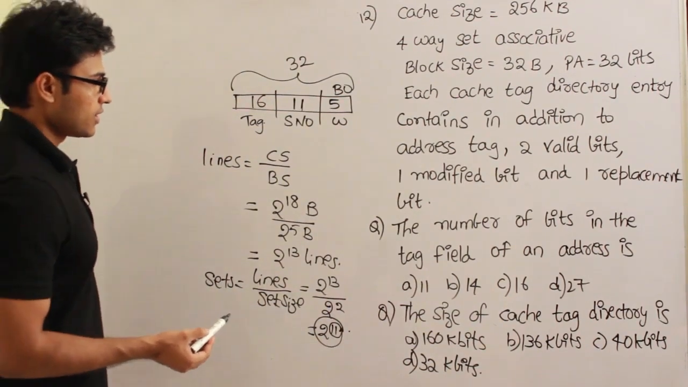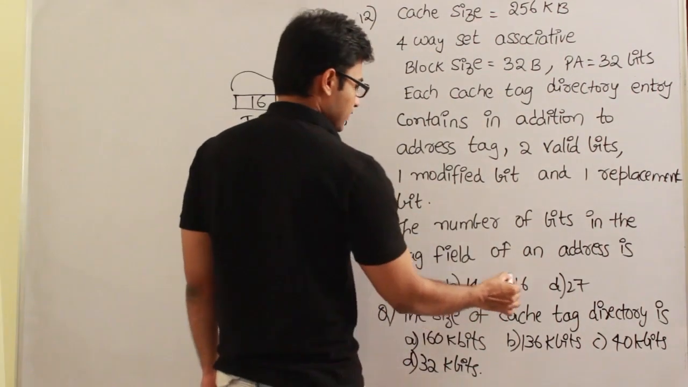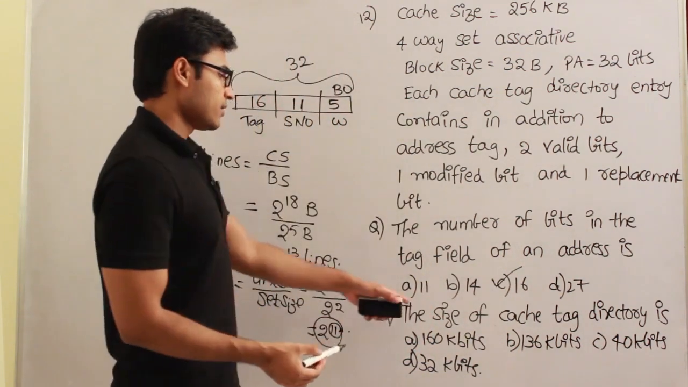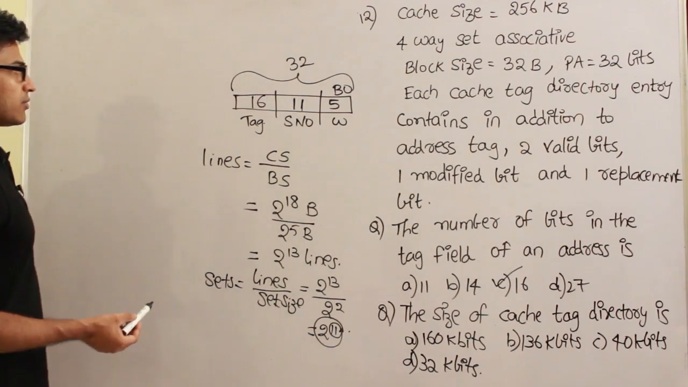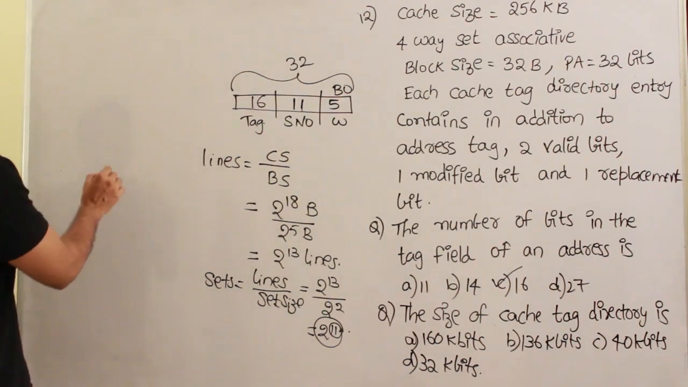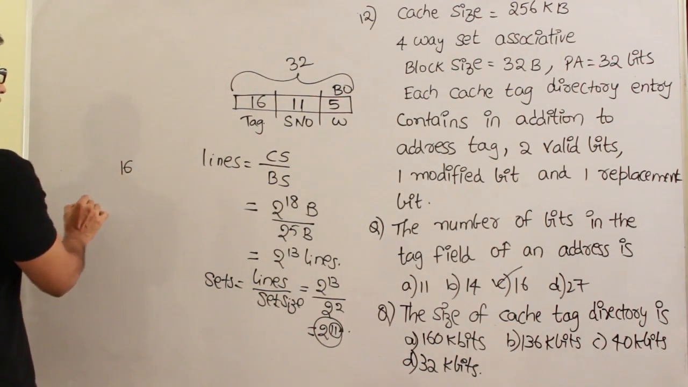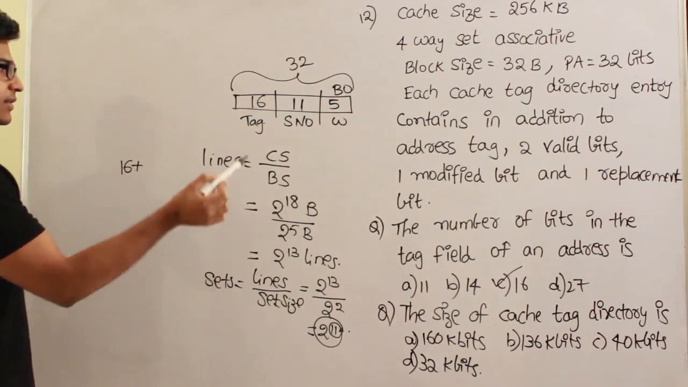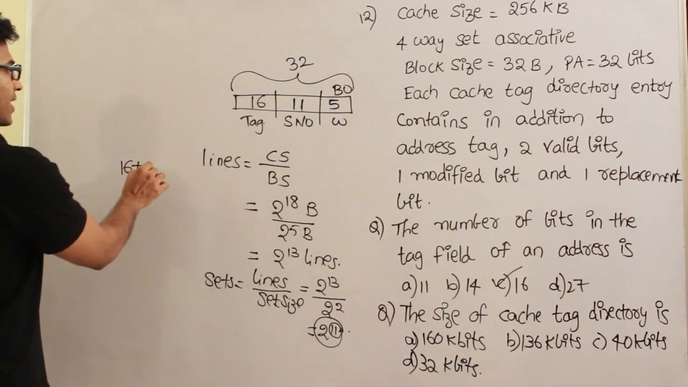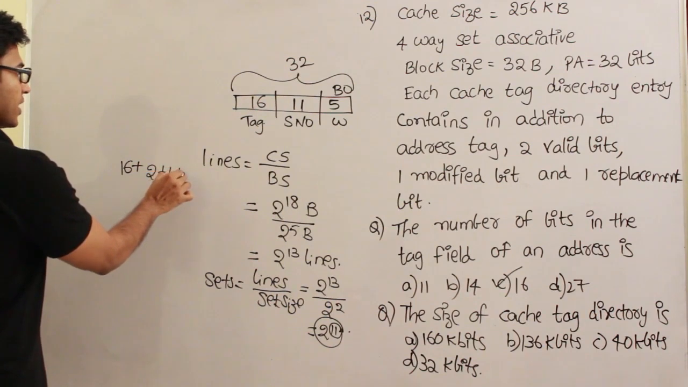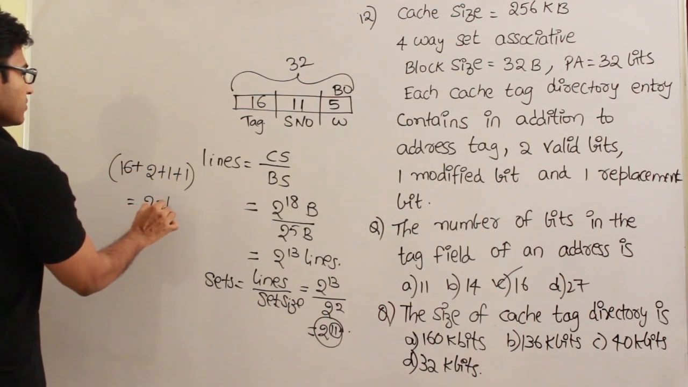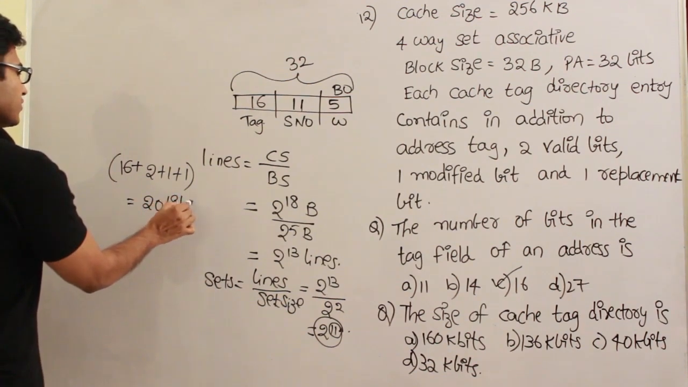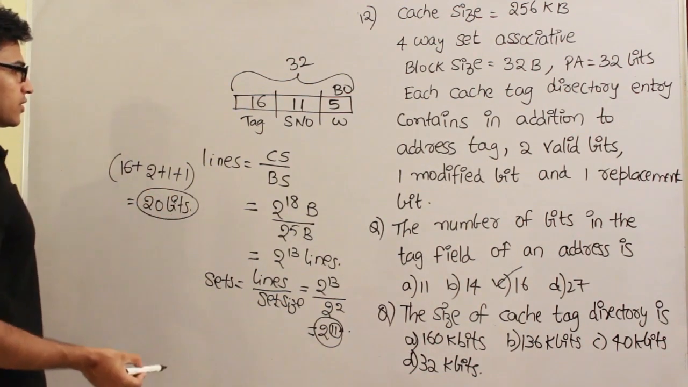So what is the question? The number of bits in the tag field is 16. And then the next question is the size of the tag directory. So already 16 bits are present for every entry for the tag address. In addition to that, 2 bits for valid, 1 bit for modified, and 1 bit for replacement. Therefore it is going to contain 20 bits for every entry in the tag directory.